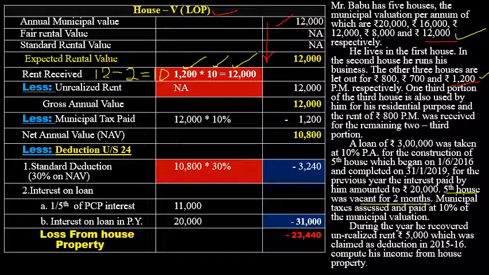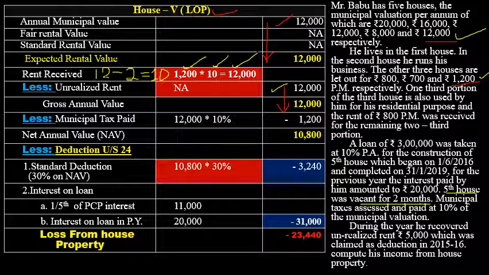2 months is a vacancy period. So therefore the let out duration of the fifth house is 10 months. And no unrealized rent. So total rent received for the let out period in case of the fifth house is 12,000. So next, gross annual value. Since there is a vacancy period, rent received itself is the gross annual value. No comparison. Because of vacancy period, gross annual value is equal to rent received.